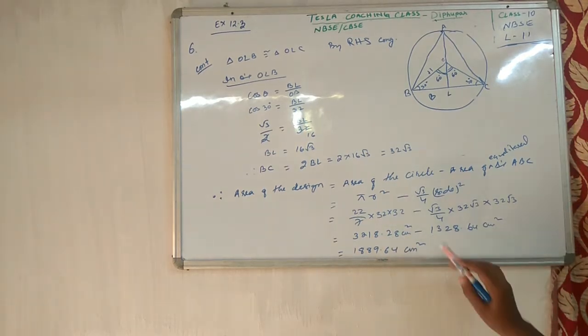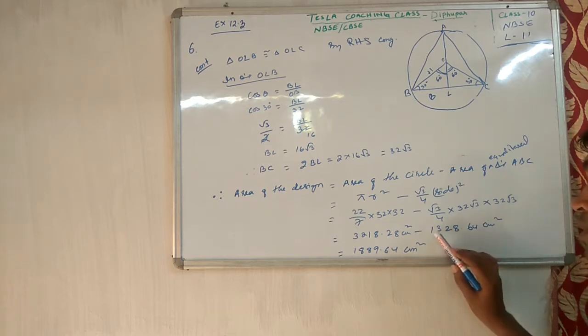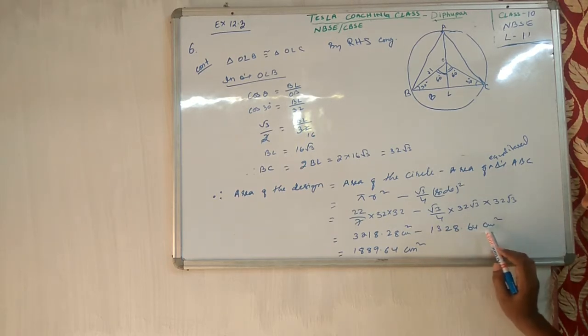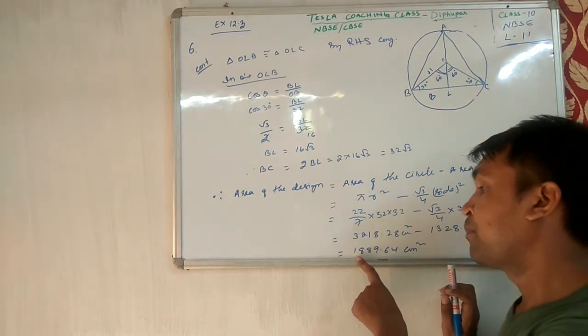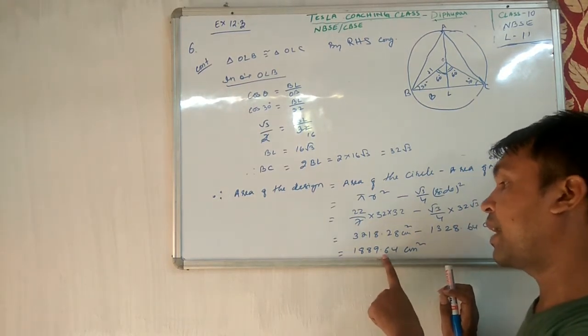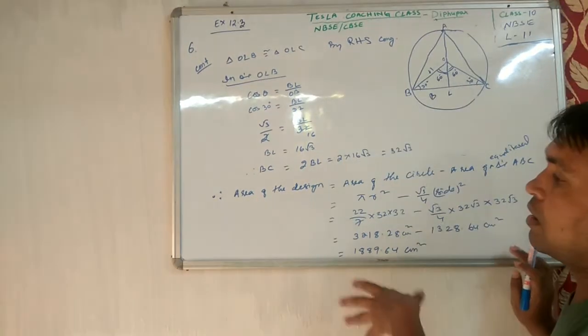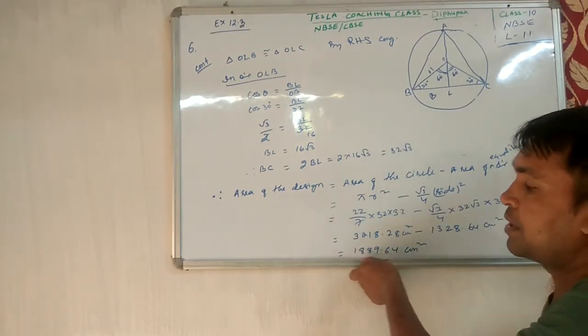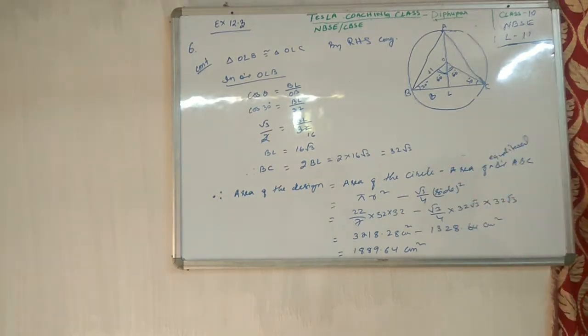3218.28 centimeter square. And here if you multiply, divide and put the value of root 3, you will get 1328.64 centimeter square. After subtracting, you are getting 1889.64 centimeter square. So that means the area of the design is this much, which is our required area. Now you can take it down.